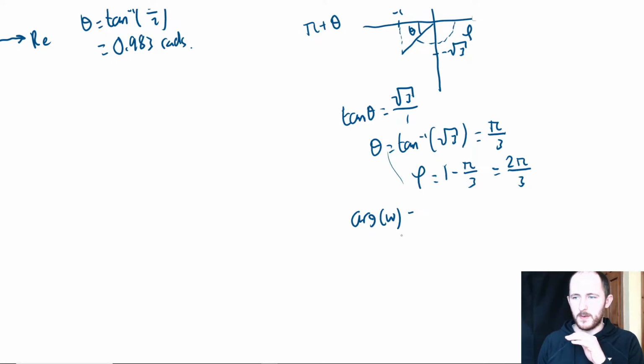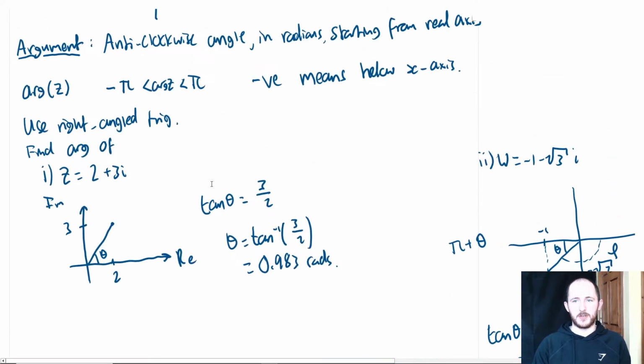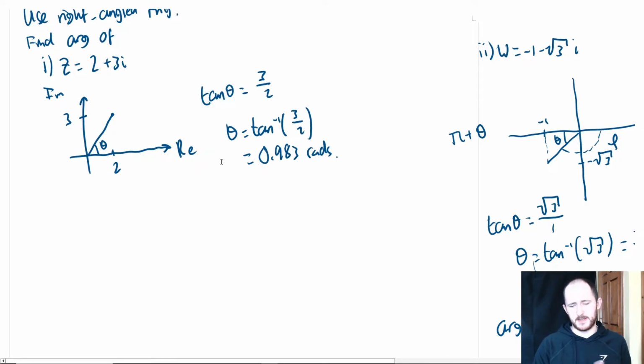So for me, I'm always going to put them in brackets, but just in case you see arg w without brackets, it just means the exact same thing. So the answer is minus 2 pi over 3. Again, you could technically do it as pi plus, but if you follow this notation, in most cases we leave it as minus pi to pi instead because it makes a lot more sense. An agreed convention is good.